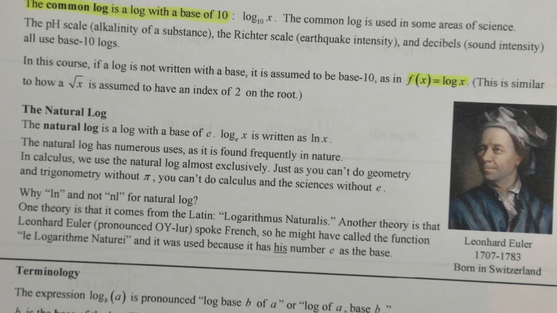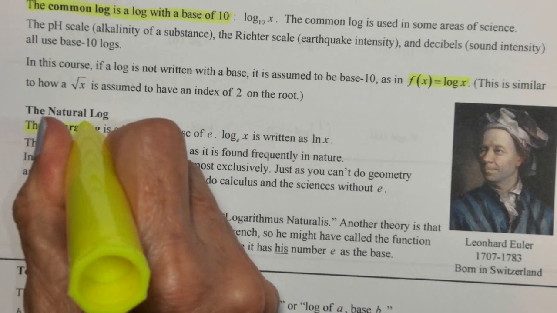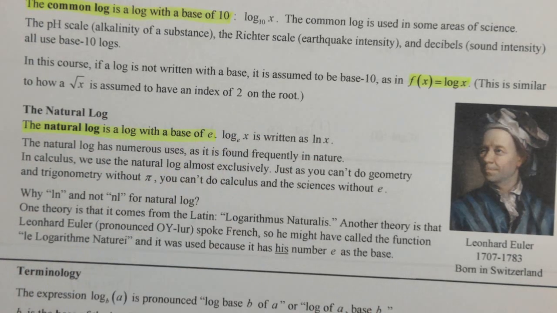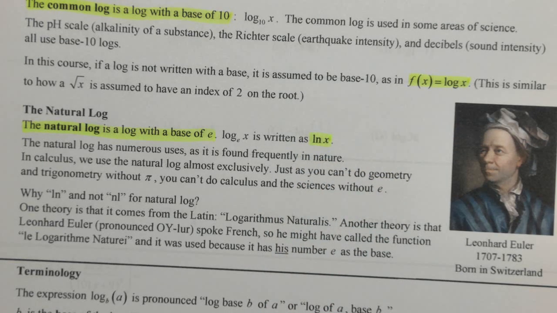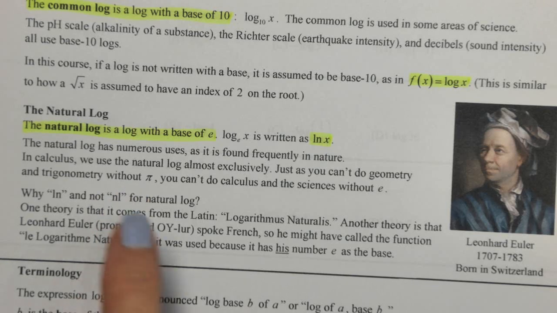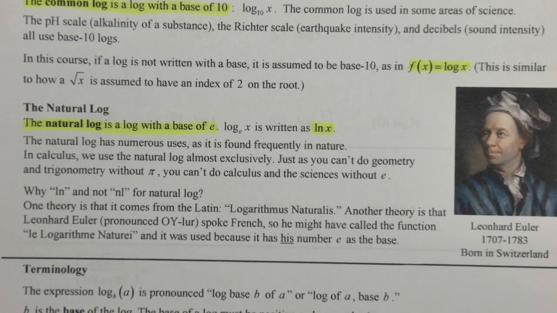Okay, the natural log. The natural log is a log with a base of e. We write it as ln of x. The natural log has many, many uses. It is frequently found in nature. Therefore, we use it in a lot of science. In calculus, we use the natural log almost exclusively. Just as you cannot do geometry and trig without pi, you can't do calculus and many of the sciences without e.